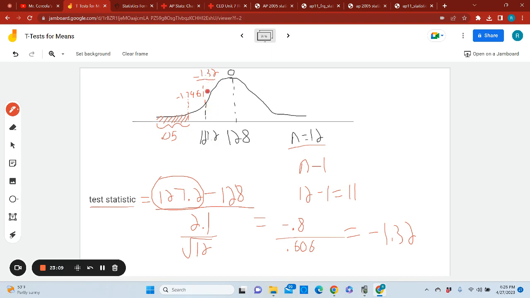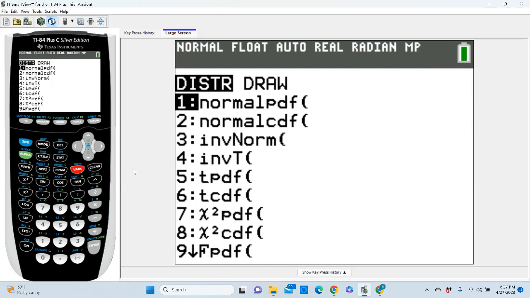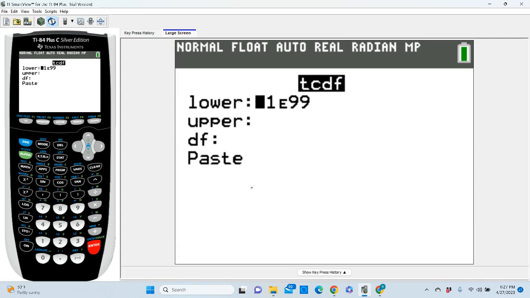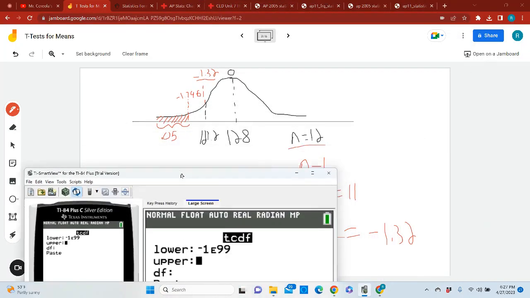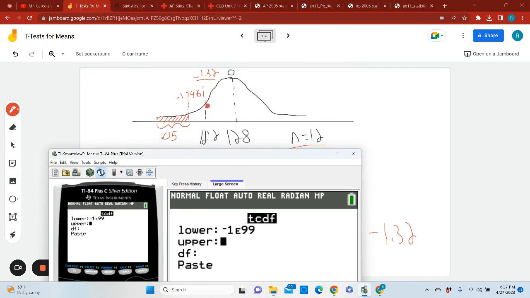All right, so one more time, I'm going to have to figure out what is my p-value here, okay? So in order to find that, I'm going to hit second, distribution, and let's see here. I'm going to want to use TCDF, okay, because I'm not using a normal distribution. I'm using a t-distribution, all right? And I'm going to say the lower boundary is negative infinity. The upper boundary is going to be negative 1.32. I want this area to the left.